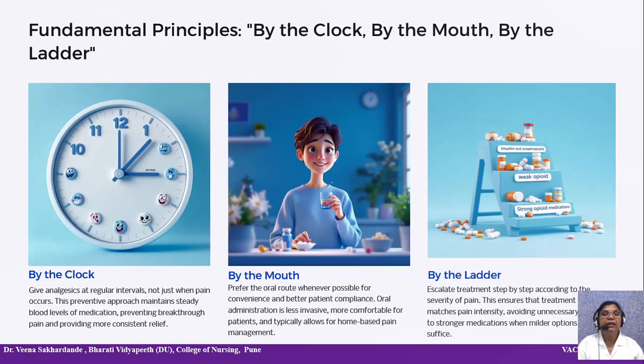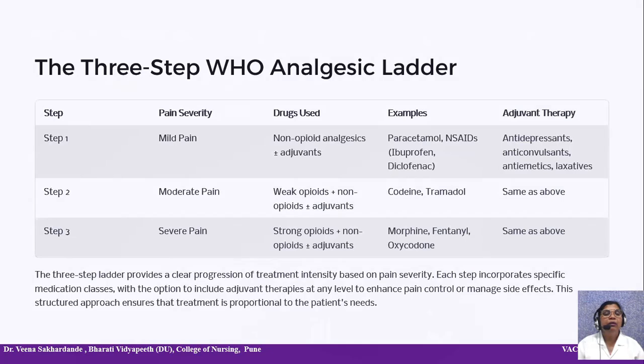By the ladder means as per the severity of pain: mild, moderate, severe. Accordingly, the administration of pain management differs. Then there are 3 steps of the WHO ladder, mainly mild, moderate and severe. Step 1, step 2, step 3. We already discussed this during that figure.